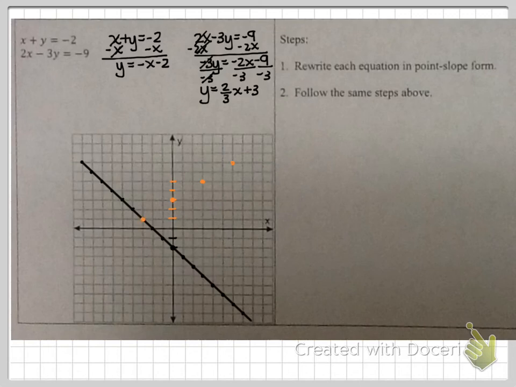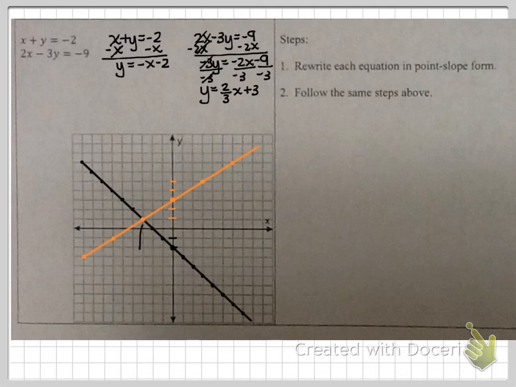There we go. Down 2, left 3. Give myself a couple of points here. Down 2, left 3. All right, go ahead and grab my ruler so I can connect the dots and get a nice straight line here. I know that continues. All right, last thing I need to do is actually identify where the solution is.